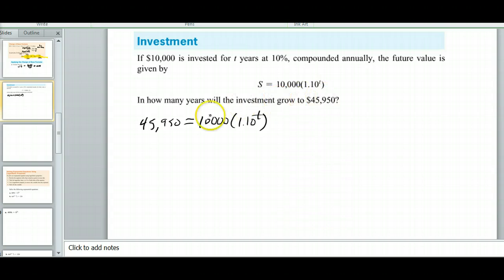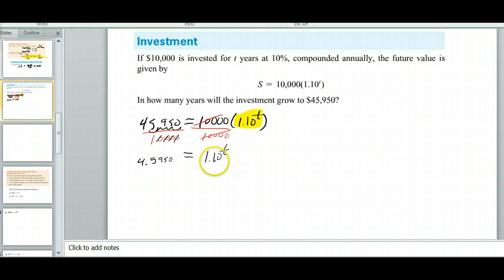Alright, so basically all we've done here is just replaced S with what this thing tells us that it needs to be. Now just like before, here's our exponential part that we want to isolate. So we're going to divide away this 10,000 on both sides. Obviously what happens on the right is it just goes away, but remember on the left, a little shortcut: when you divide by a power of 10, which means a 1 with a bunch of zeros after it, for every zero there's 4 zeros. Put a decimal at the end of the number and count back 4 places. 1, 2, 3, 4. So 4.5950 equals 1.10 to the t power.